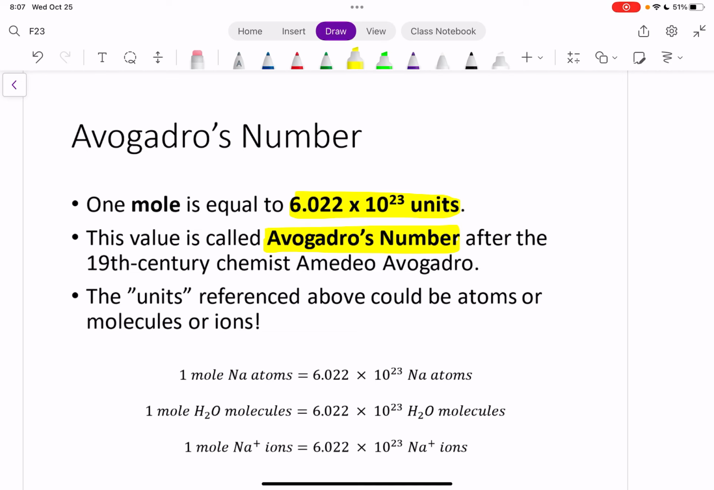And it's really important to remember that 1 mole of anything is 6.022 times 10 to the 23rd of that thing. It could be atoms, it could be molecules you're looking at, it could be ions. Typically for this class, it's usually going to be atoms or molecules, but it could be anything. 1 mole of anything is 6.022 times 10 to the 23rd of that thing, or Avogadro's number of that thing.